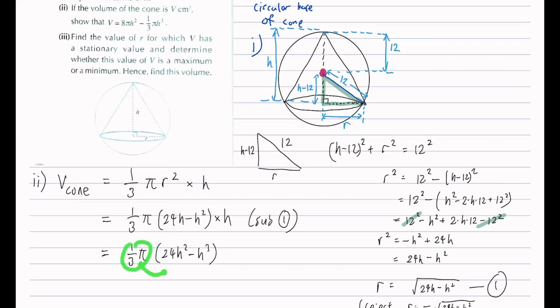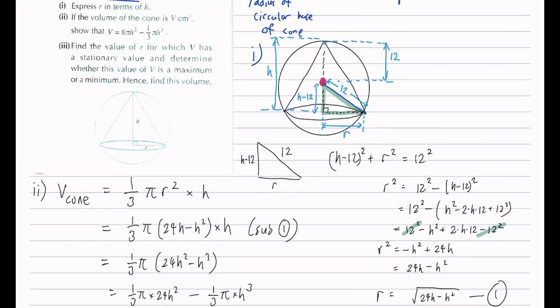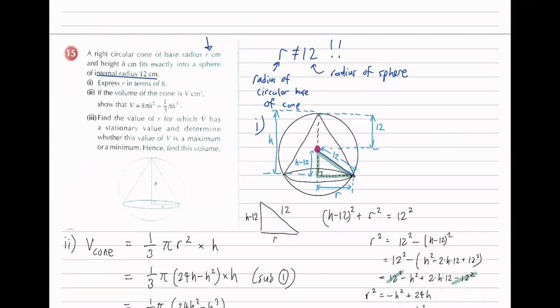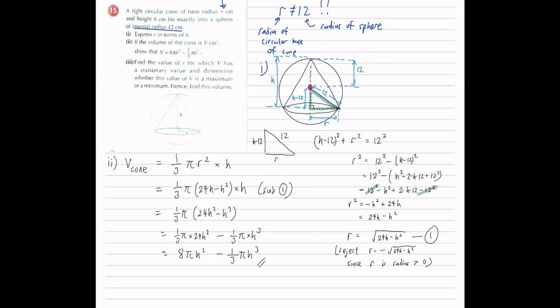Now 1/3 pi times 24H square, write down first. Minus 1/3 pi times H cube. 24 divided by 3 is 8, right? 24 divided by 3 is 8. So it's just 8 pi H square. Minus, this one I write as 1/3 pi H cube, which is the same. Convinced? Is it okay? Shown.